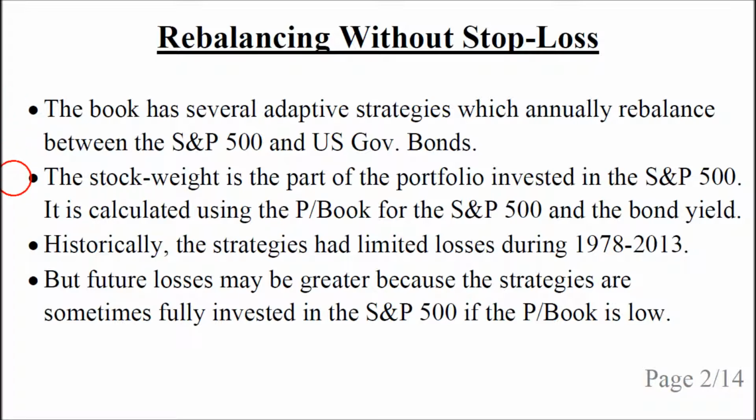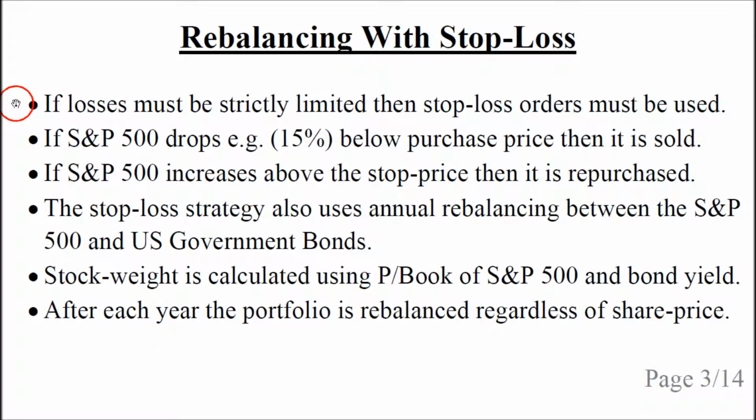The stock weight is the part of the portfolio invested in the S&P 500, and it is calculated using the price-to-book ratio for the S&P 500 and the bond yield. Historically, the strategies had limited losses during the period 1978 to 2013, but future losses may be greater because strategies are sometimes fully invested in the S&P 500 if the price-to-book ratio is low enough. So if losses must be strictly limited, then we must use stop-loss orders.